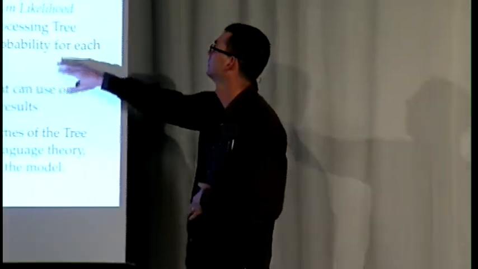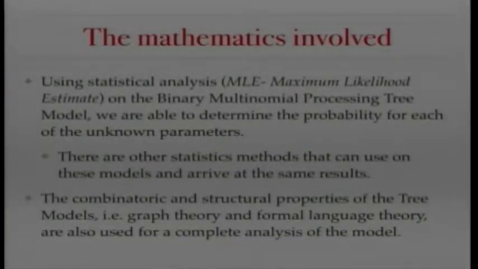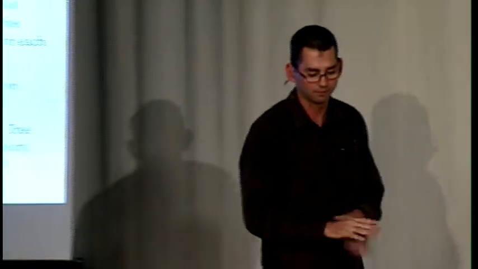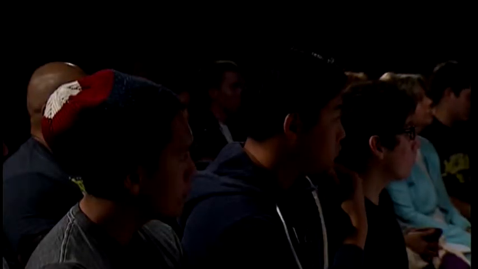And if we do that, you can also use some other statistical methods as well, in addition to the other part that's built into this, because you have this tree structure and you're multiplying down the branches. You're also using some graph theory and formal language theory as well as combinatorics. So there's actually a whole bunch of fields of mathematics that are used to solve this one problem. A lot of them are kind of sitting in the background. But that's all the math that we're using here.